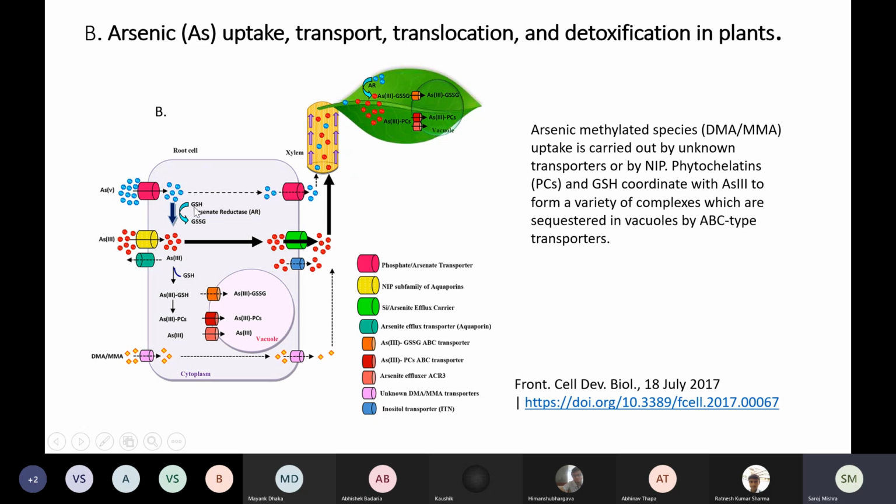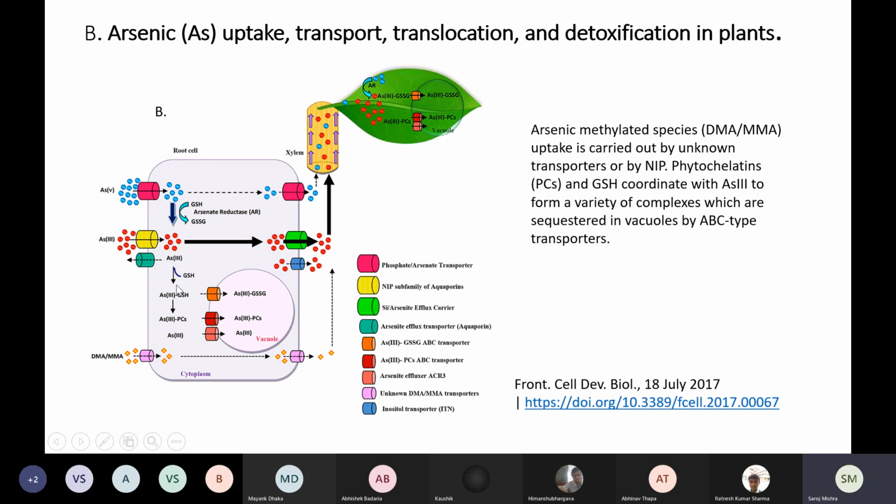Then it will bring about reduction, and this gets oxidized. Glutathione gets oxidized. This accepts electrons, and now it becomes the trivalent form of arsenic. So that is the first thing which occurs. So detoxification, as you see here.